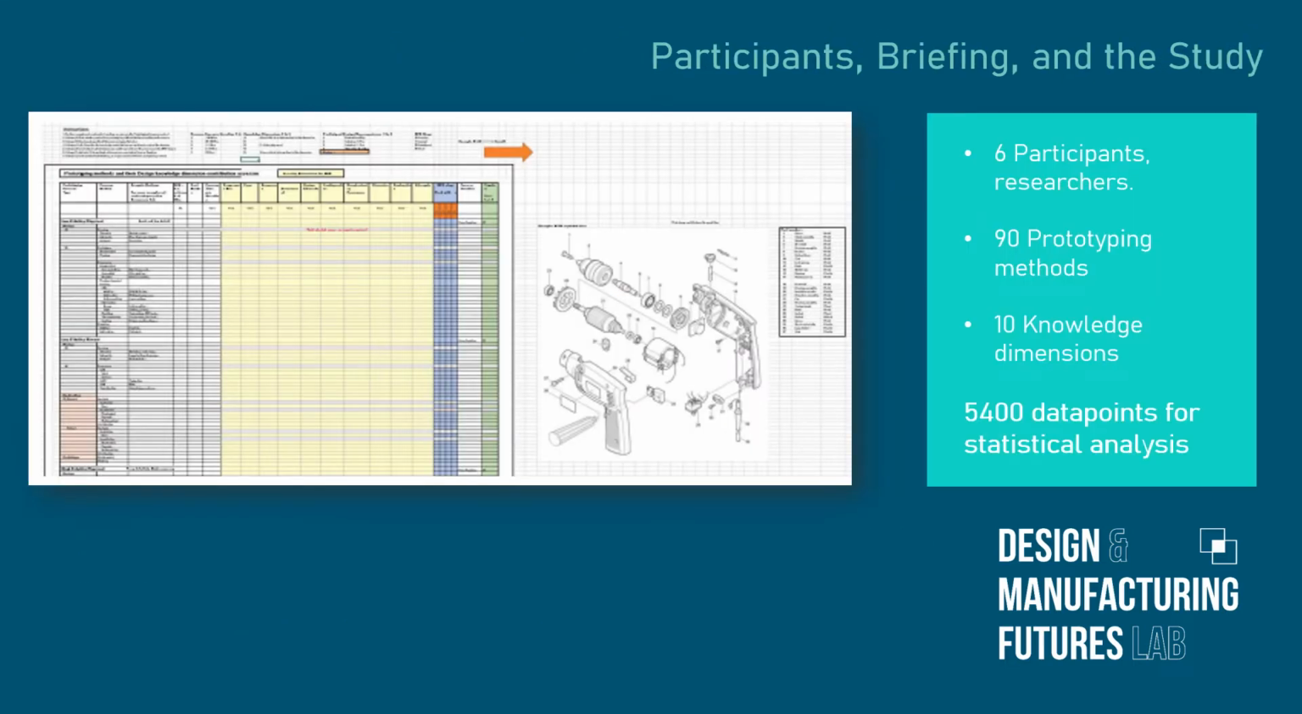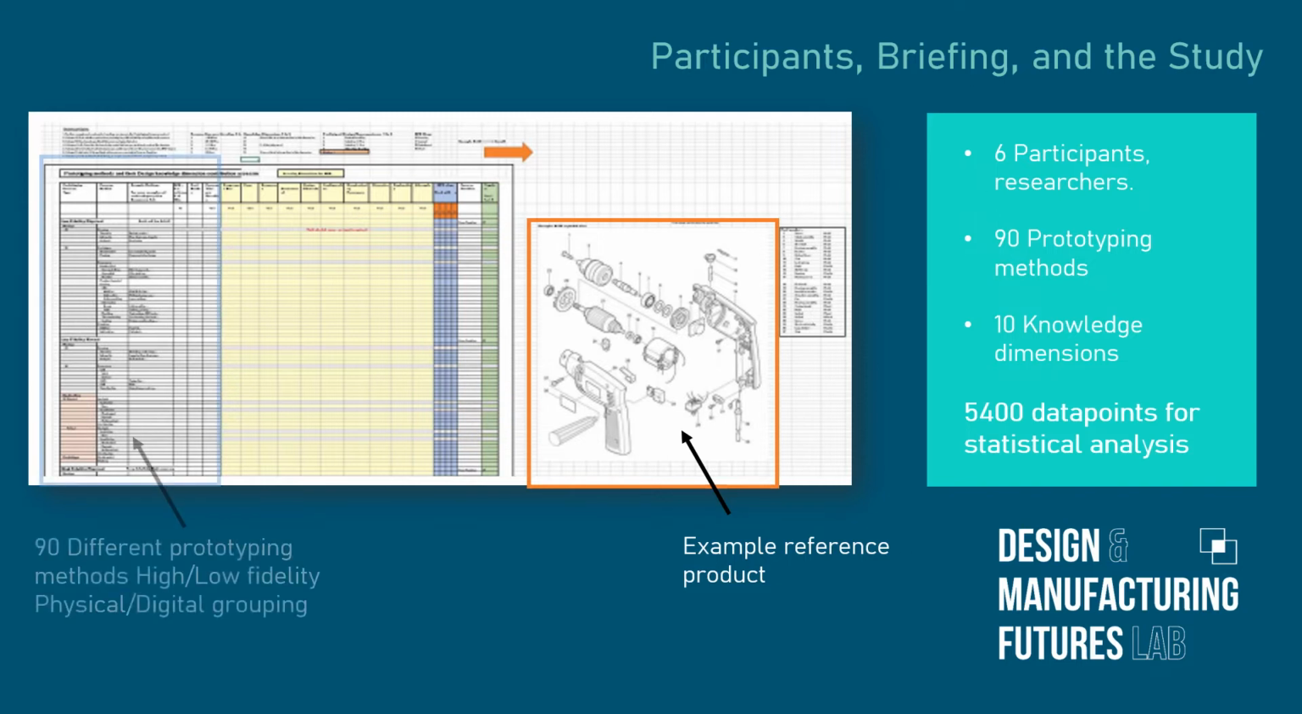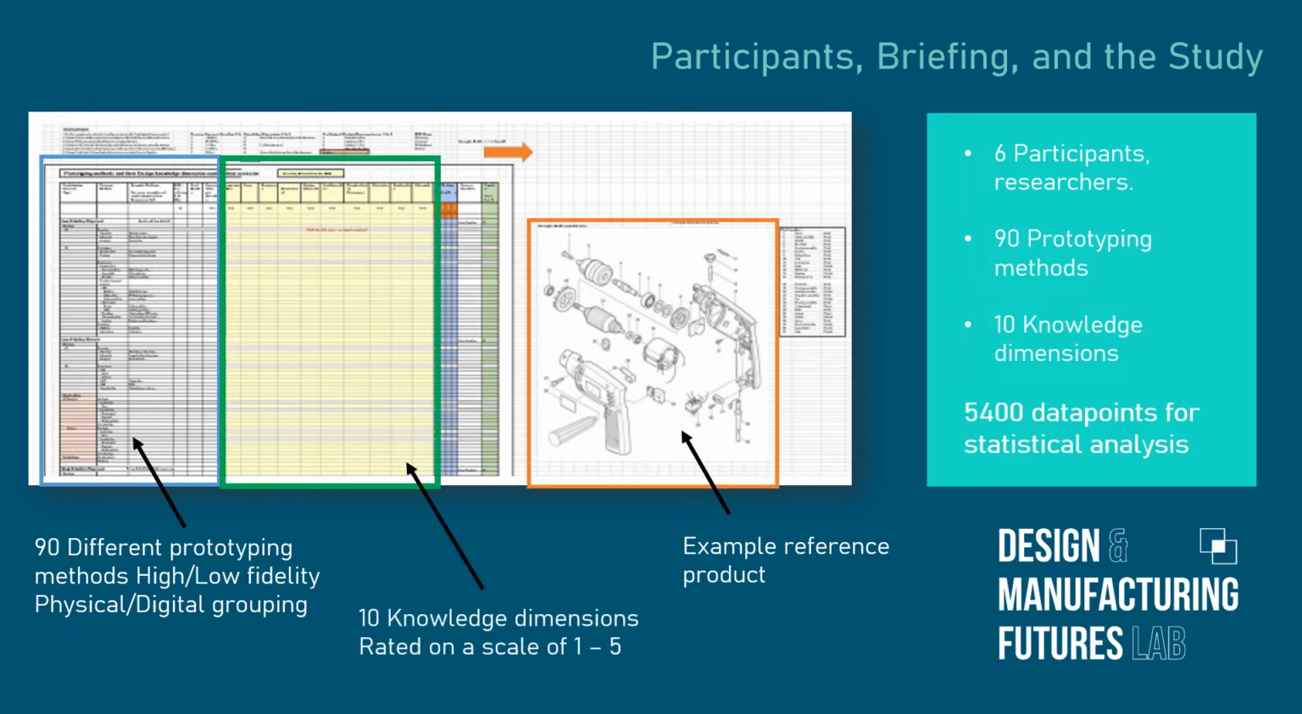We recruited 6 researchers from the Department of Mechanical Engineering with relative expertise in the prototyping process. The participants were all briefed using an example consumer cordless drill and the briefing materials made available throughout the study. Participants were then given a rating sheet with 90 different prototyping methods, against which their perception of the knowledge contribution to each of the 10 dimensions was scored on a scale of 1 to 5, 1 being little to no information and 5 being lots of information in that dimension.